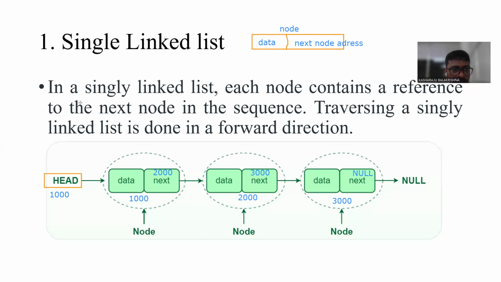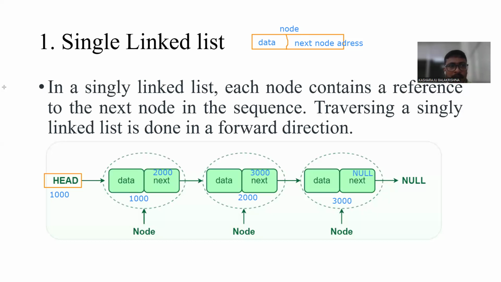So in this way, the definition of a single linked list: each node contains a reference to the next node in the sequence. Traversing a single linked list is done in the forward direction. The head points to the first node. We are not using bidirectional or reverse direction. So this is called a single linked list. This is called a node. The node contains a data part and the next node address. Clear?